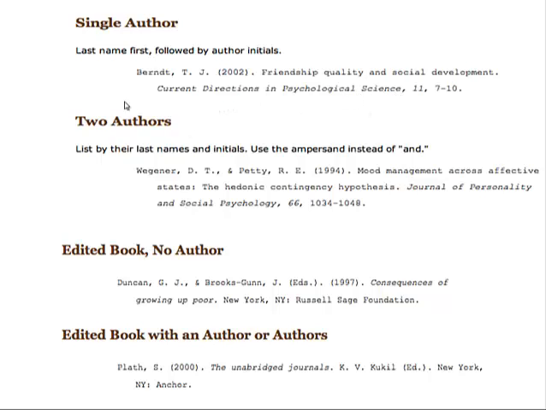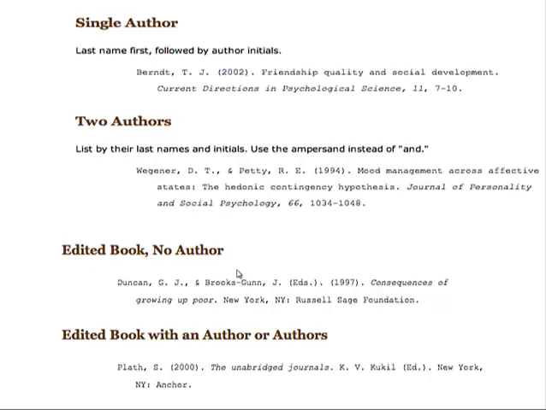If you have 2 authors, list by their last names and initials. Use the ampersand instead of the word and. Here's an example. Here's Wigner, comma, space, D period space, T period, comma, space, ampersand, space, Petty, comma, R period space, E period space, followed by the year in parentheses and a period.